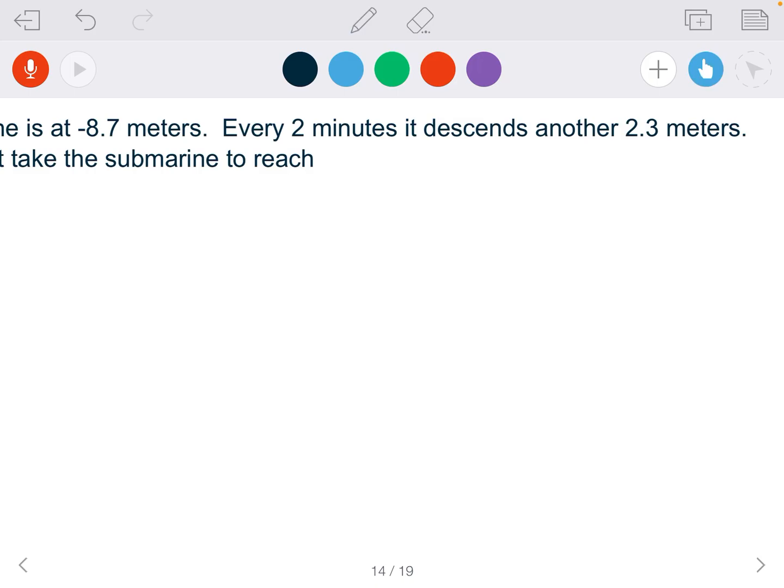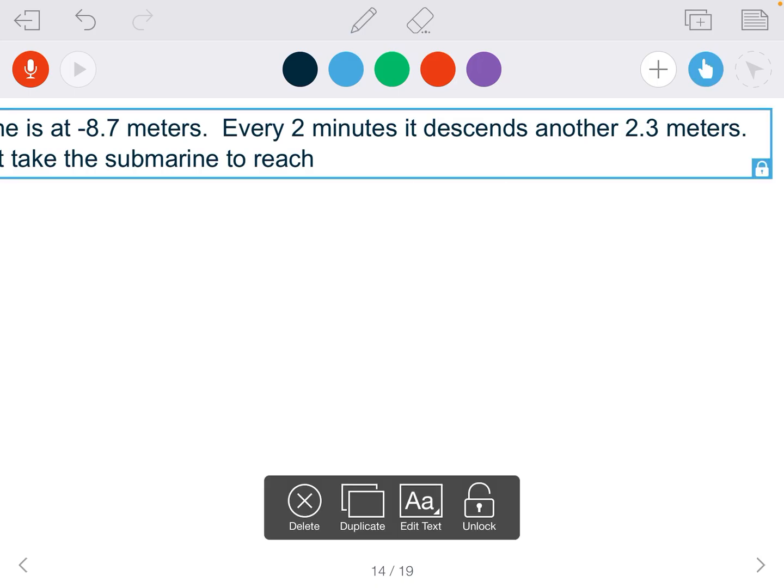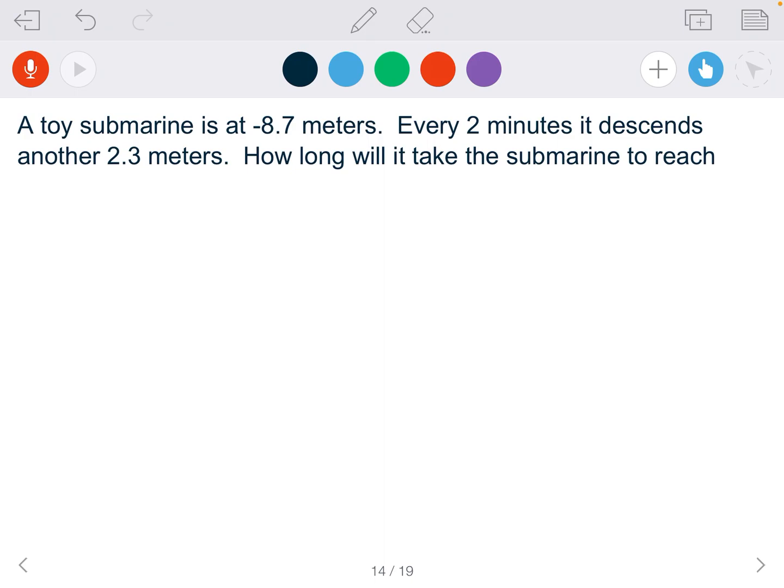All right, so this particular problem, I want to move it over just a little bit if I can. All right, so a toy submarine is at -8.7 meters. Every 2 minutes, it descends another 2.3 meters. How long will it take the submarine to reach? And I didn't finish my problem. So guys, because I'm so proud of you for watching this video, I'm going to help you again. I'm going to set you up. Let me make sure I give you the right one. All right, this is like the word problem.